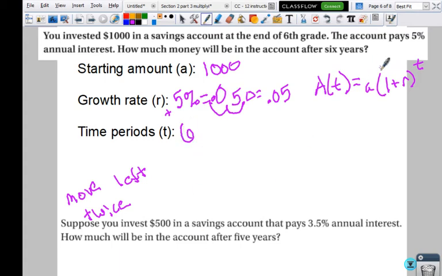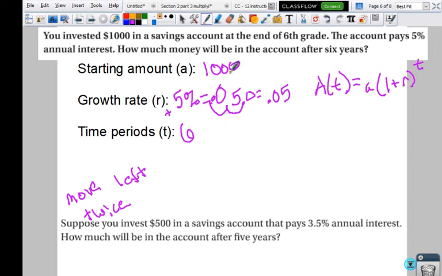You gotta be careful because sometimes it might pay monthly. If it pays monthly, 12 times over 6 years, it would be 12 times 6, which would be something different. So you gotta be careful and make sure your time periods are right. It's not super tough to do, you just gotta watch out for it.